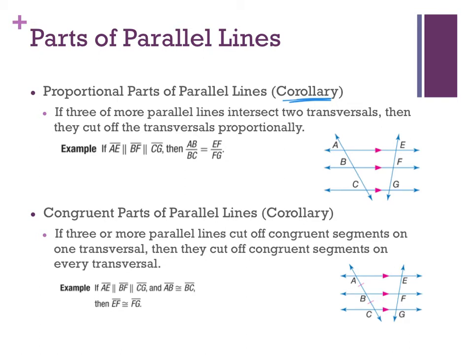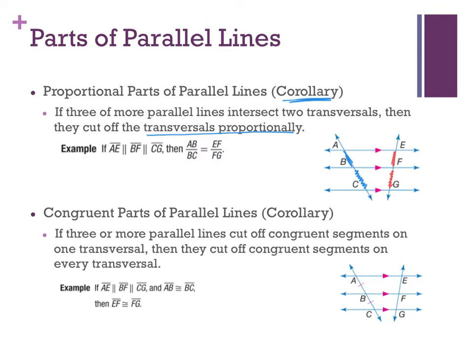Now, the proportional parts of parallel lines states that if you have three parallel lines or multiple parallel lines, then they cut off the transversals proportionally. So all of these little pieces, AB and BC, are proportionate to EF and FG. Keep in mind, you're still comparing one side of the transversal to the other transversal, so maintain your order.